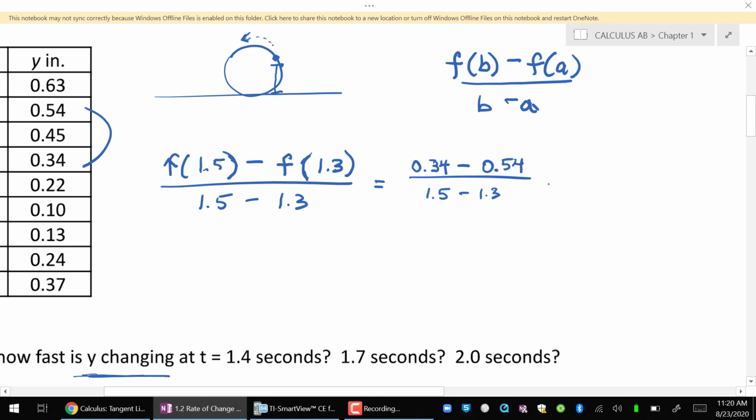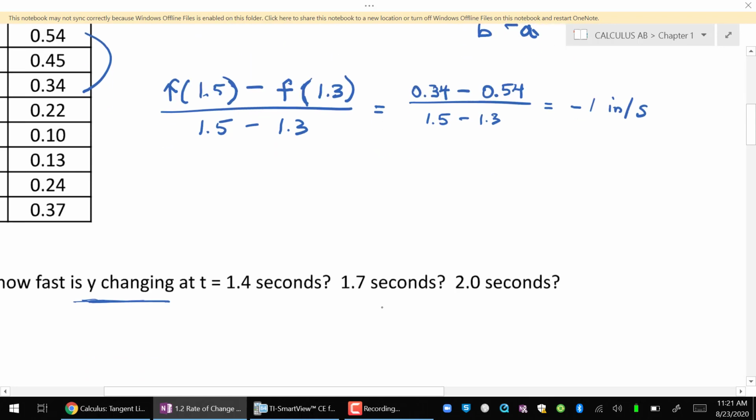So compute that. You can use your calculator, or just very quickly, we can get, looks like negative 0.2 divided by 0.2, so negative 1 inches per second. Check units carefully. We're dealing with inches in the numerator, a change in inches divided by a change in time. So the units at the end would be inches divided by seconds. So negative 1 inches per second.